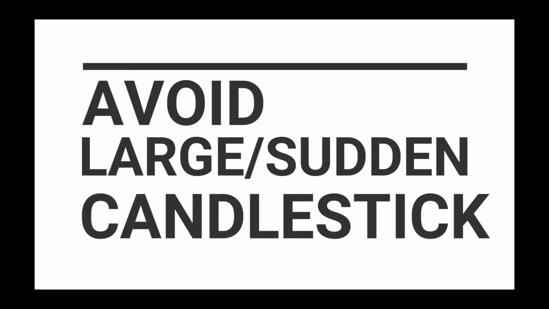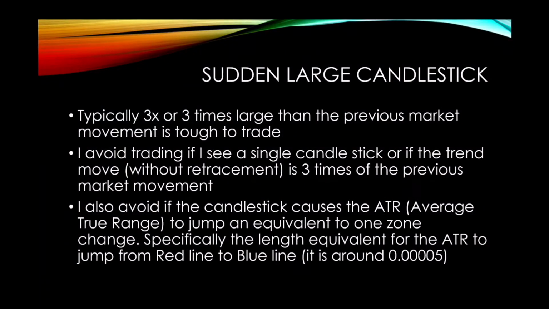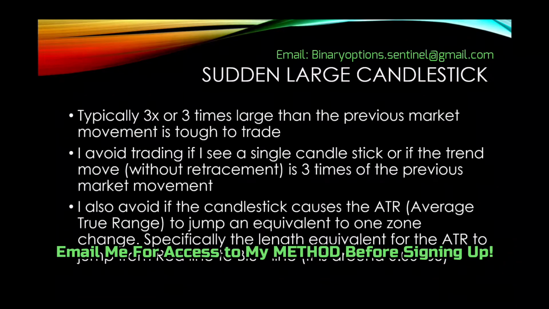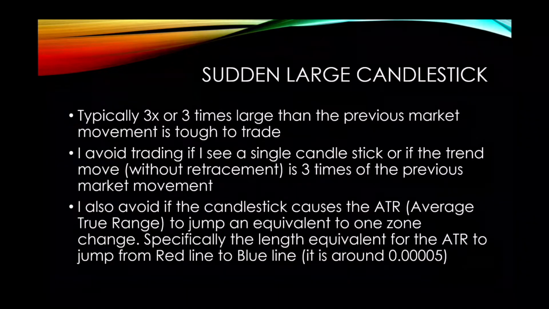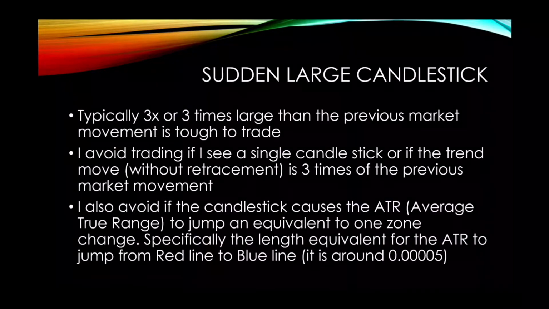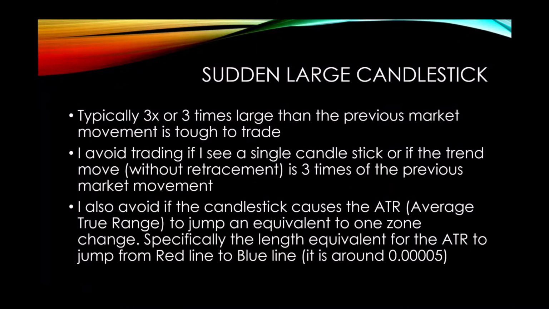For example, if the current candlestick, the 1 minute candlestick, is 3 times larger than the relative moves of the previous upward or downward movement, I would avoid trading it, because it will definitely increase the volatility, and it's harder for the robot to make a decision on a sudden move like that. So please have a look at a certain example on your screen right here.